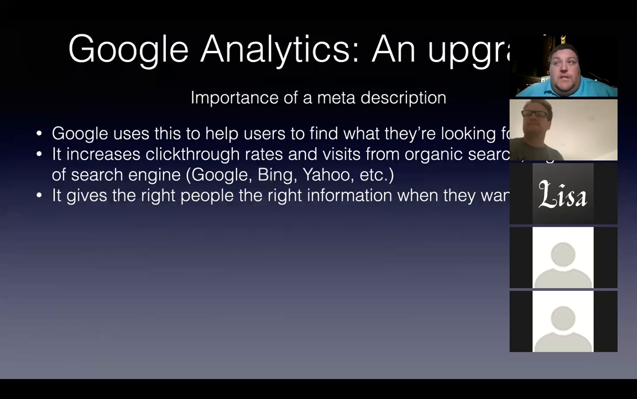Again, Google uses this to help users find what they're looking for online. Making sure it's updated increases its click-through rates and visits from organic search, regardless of what search engine people are using. And really the most important thing, it gives the right people the right information when they want it, because that's what people are doing when they use a search engine: they want the result that they want right now.